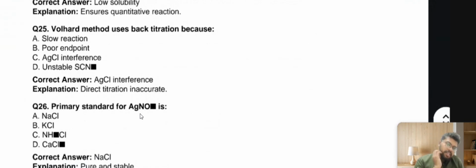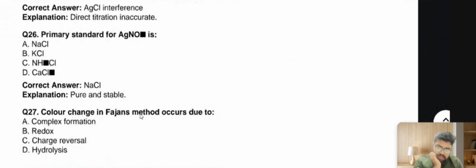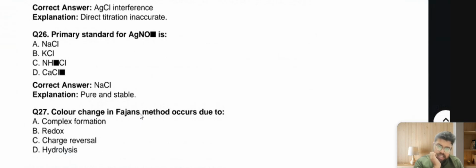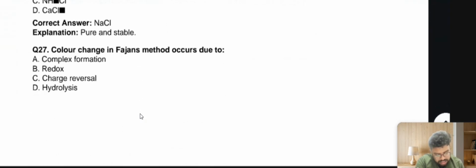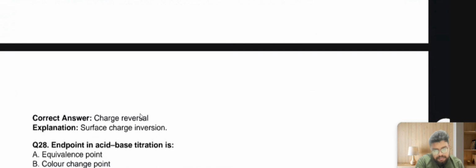In the Volhard method, we use standardization of AgNO3 by NaCl. Why NaCl? It is pure and stable. Okay. Let's see question number 27. Color change in the Fajans method occurs due to complex formation, redox, charge reversal, hydrolysis. So let's see it. The correct answer is charge reversal.